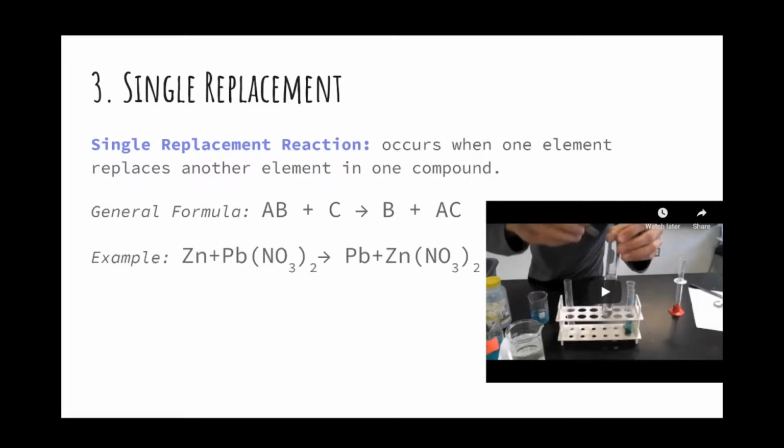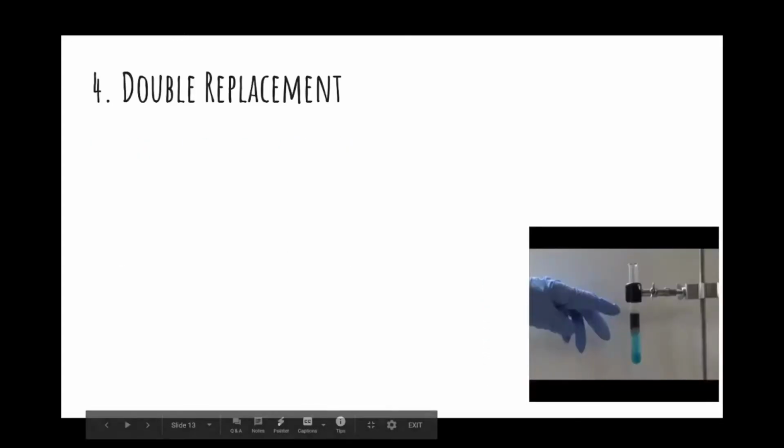So here I have this example. We have zinc and lead(II) nitrate, and it produces lead and zinc nitrate. We actually have an example of this in this video where he is combining these two things, and you will see that we will produce some lead and zinc nitrate.